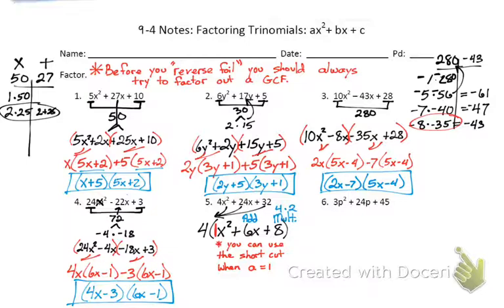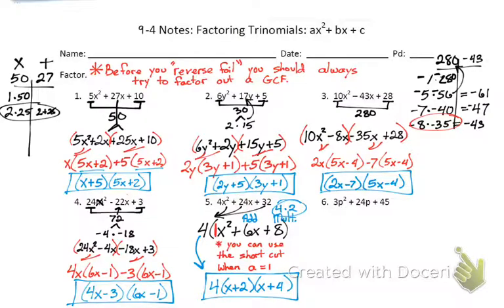So that means you're allowed to use those two numbers and just use them in your binomial and write x plus 2 and x plus 4. Now, don't forget, though, that you've already factored out a 4, and so it needs to add on to the front here. So here is your factored form for number 5: 4 times the two binomials x plus 2 and x plus 4.